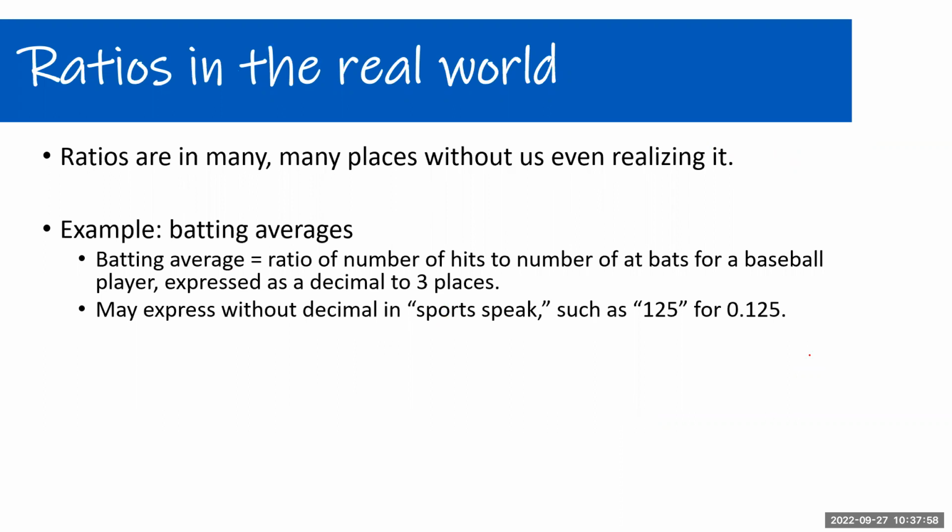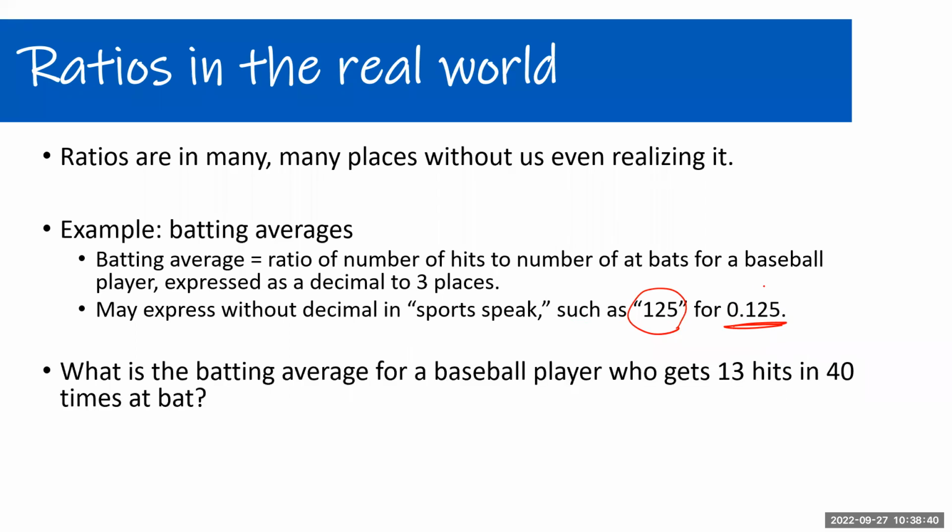In the real world, ratios are everywhere. You guys have used them, you've seen them, whether you call them ratios or not, you've used them. One big example that we see in the real world is batting averages. If you guys are watching baseball, you'll hear batting averages all the time. And a batting average is just the ratio of the number of hits to the number of at-bats for a baseball player. And usually we're going to express this to 3 decimal places. And even sometimes in sports speak, when you hear the announcers talk, they'll take that decimal, such as 0.125, and they'll make it just 125. So they'll sometimes drop that whole decimal.